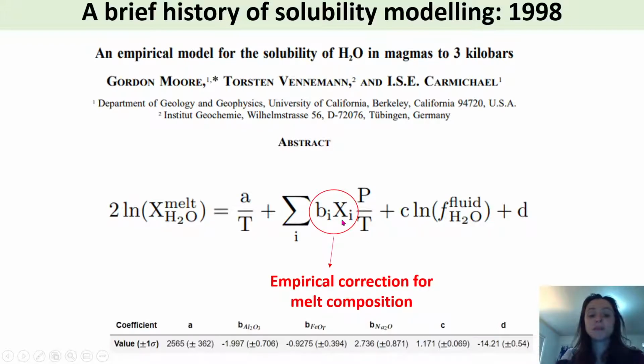composition. So basically there is a constant for aluminum, iron and sodium, and this is multiplied by the fraction of that in the melt, and then this is all multiplied by a P over T term. And it is quite interesting to see that they chose these 3 oxides, which is different to the silica that was chosen in the Dixon model of water solubility.